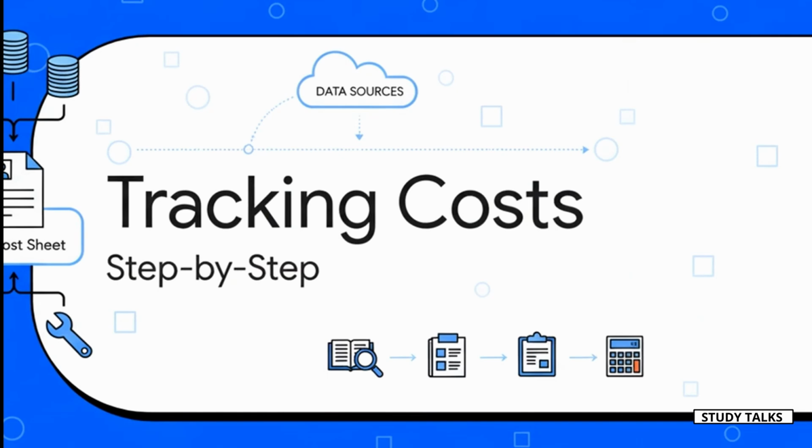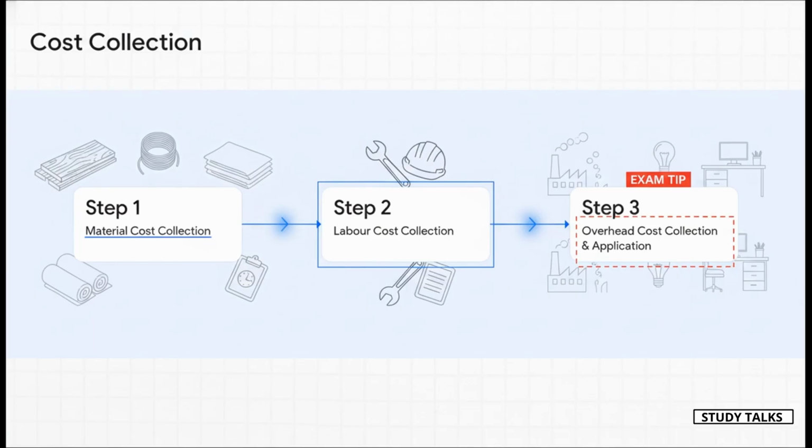Right, so we've got this all-important job cost sheet. But right now, it's just a blank piece of paper. The big question is, where do all these numbers actually come from? How do we fill it up? Let's get into the practical, step-by-step process. Luckily, this whole process boils down to just 3 simple steps.